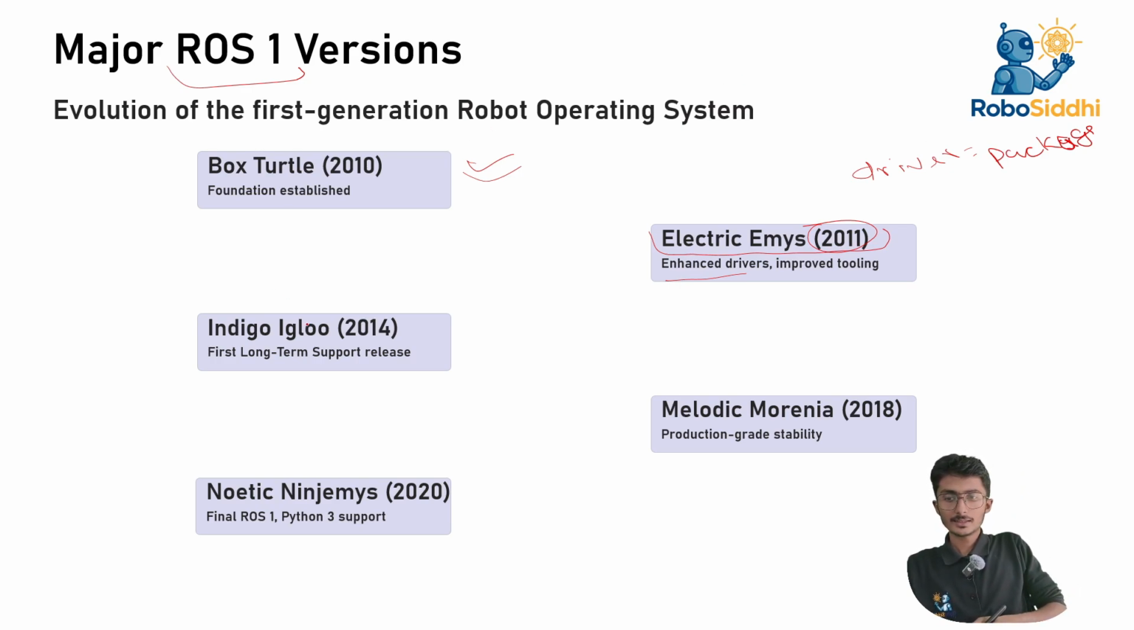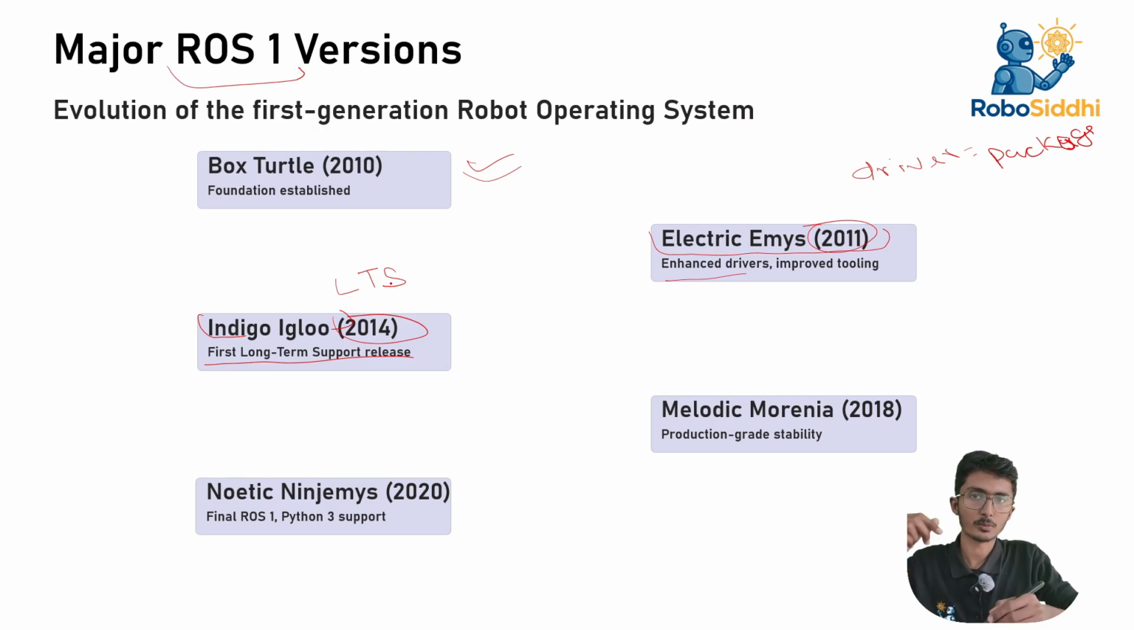Then in 2014 they released Indigo Igloo, the first long-term support release. What do you mean by long-term support? It's called LTS. If you install Ubuntu, I will show you; we will learn how to install Ubuntu on your machine. LTS stands for long-term support, which means how long the product is going to receive support updates and security updates. Like a phone, if you buy a phone, you must check how often you are going to get security updates or Android updates.